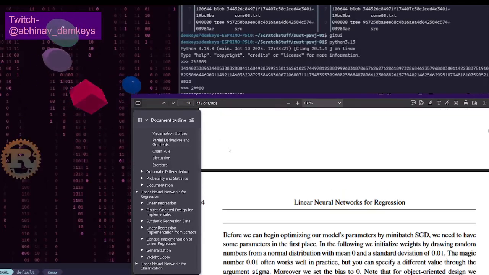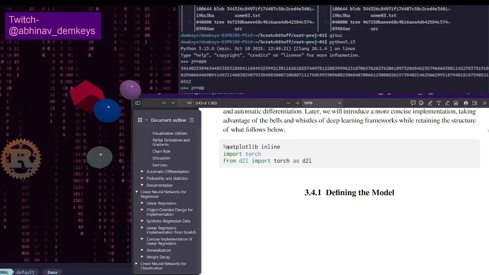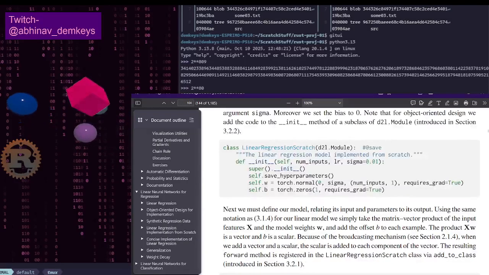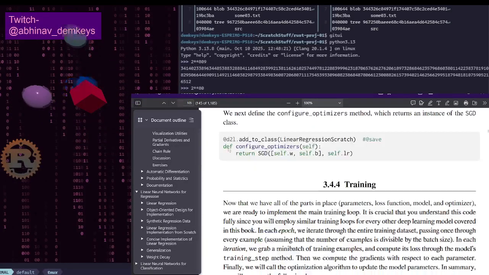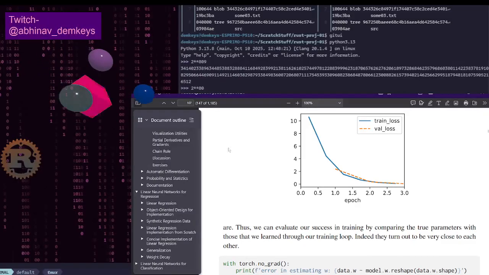Linear regression implementation from scratch. All right. Defining the model. Okay, so we are defining this as a neural network. Cool. Defining the loss function. Okay. Training. Okay.